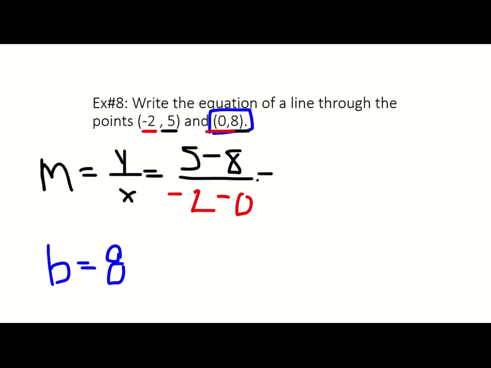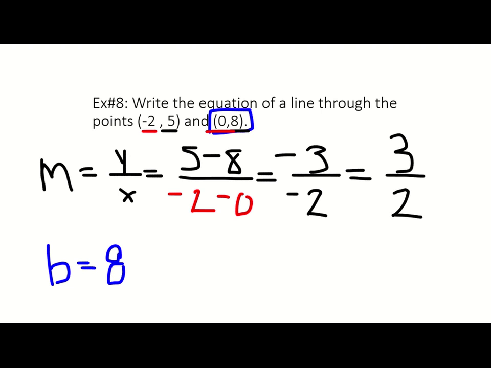And then simplify. 5 minus 8 is negative 3. Negative 2 minus 0 is negative 2. And while 2 doesn't go into 3, 2 negatives make a positive. So I'm going to rewrite this as a slope of 3/2.